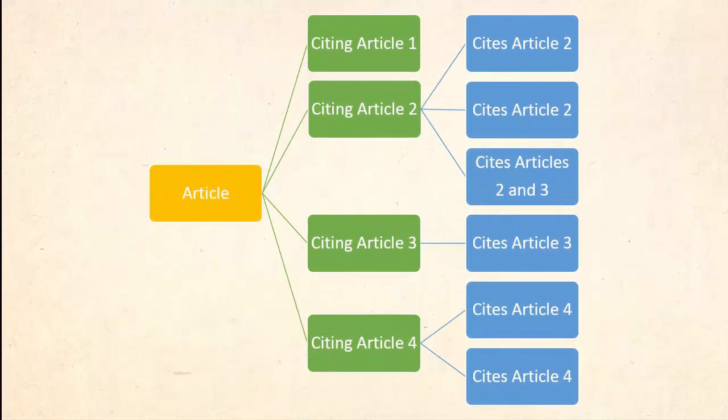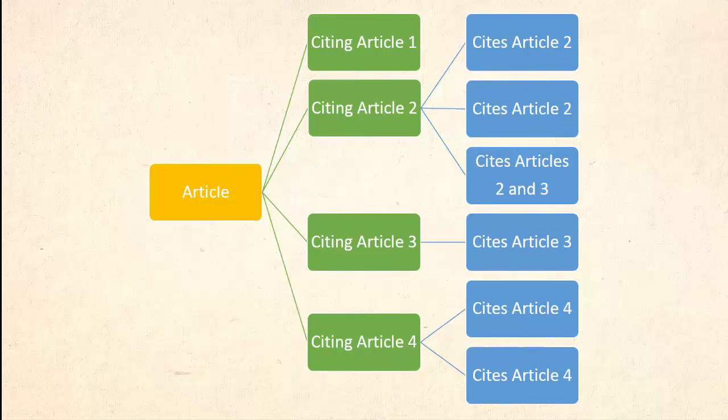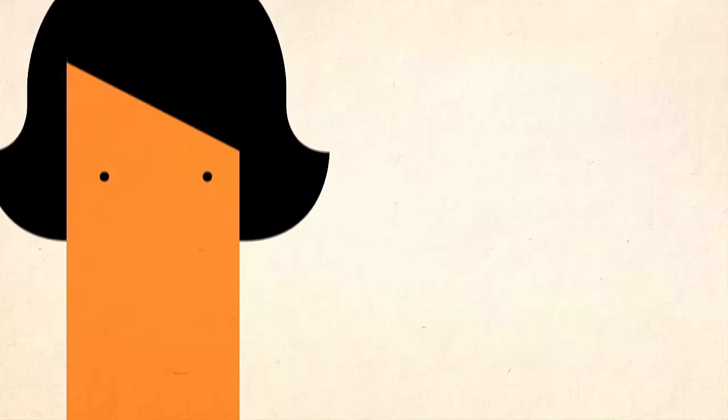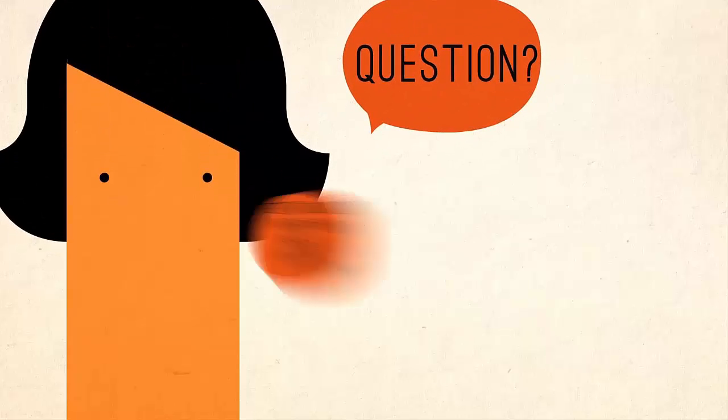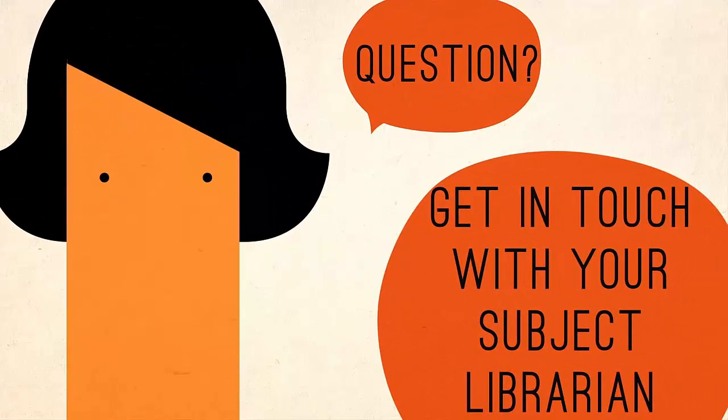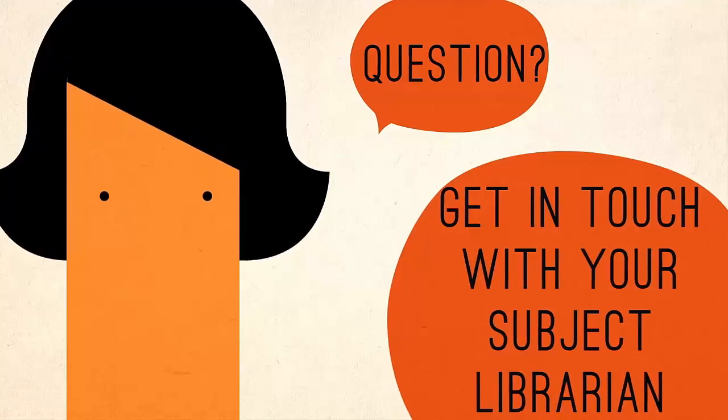Scopus and Web of Science will help you find out who has cited the articles you're reading in order to build on their research. To help you navigate your way through all this information, be sure to get in touch with your subject librarian. He or she would be happy to help you out.